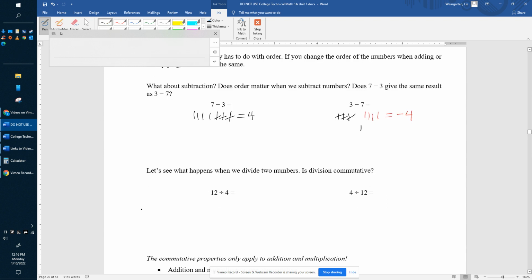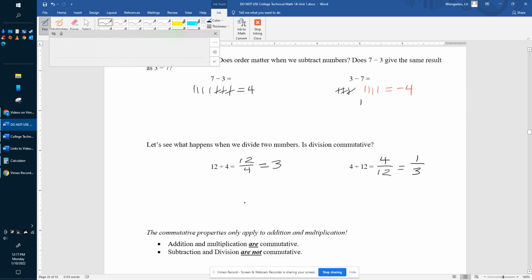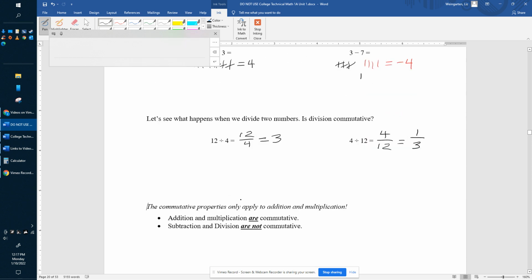You can take a look at division, see what happens when we divide the numbers. So 12 divided by 4 is the same thing as saying 12 over 4. Division and changing into a fraction is the same thing. And that gives us 3. 4 divided by 12, both the numerator and the denominator are divisible by 4, and that gives us 1/3. This shows us that division is also not commutative. Only multiplication and addition are commutative.